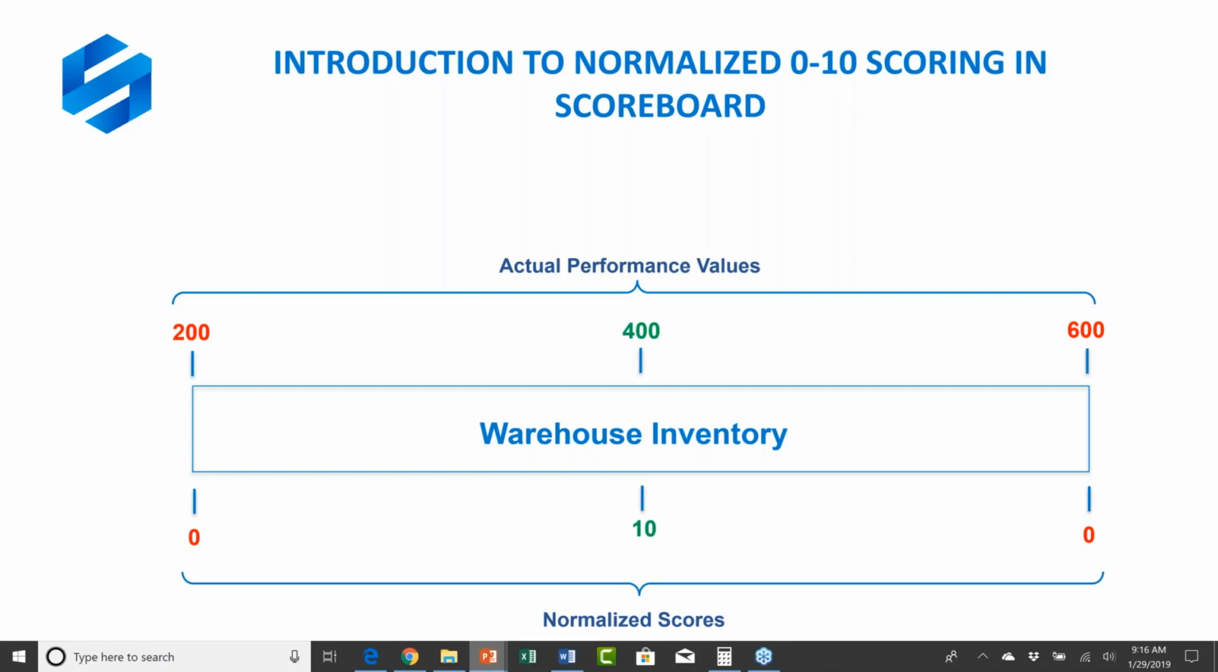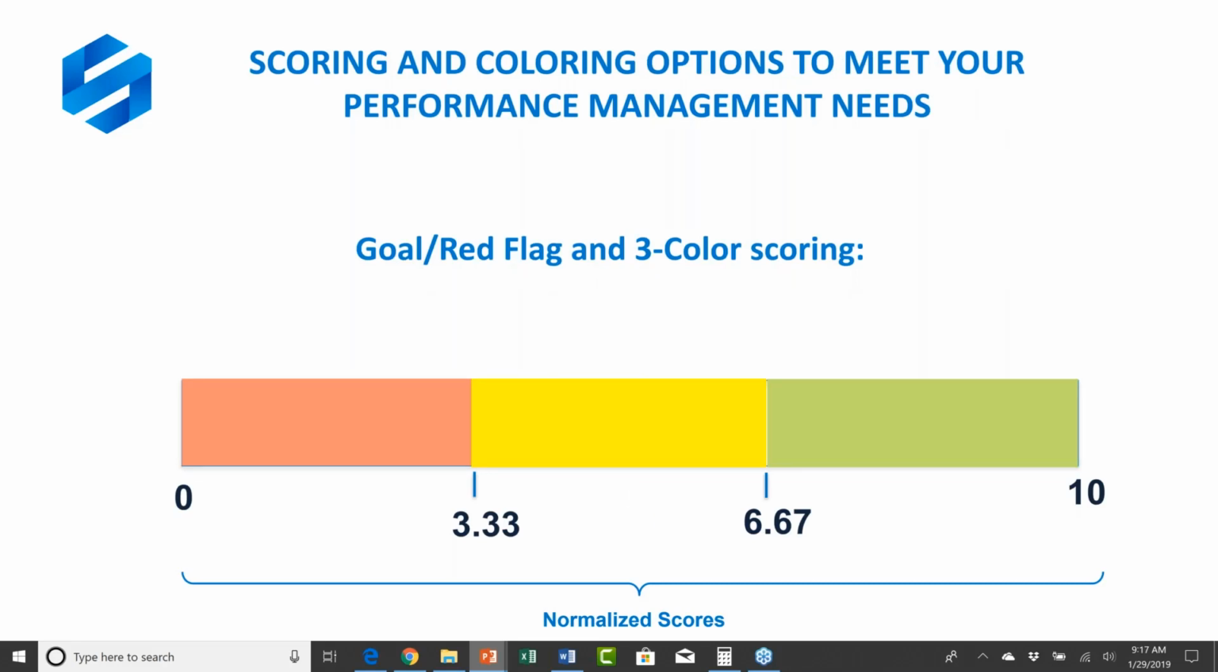Okay? Now, once you have identified and aligned performance numbers with normalized scores, the question is, how do you want to present those and color them in terms of breaking up the 0 to 10 normalized score spectrum appropriately, both numerically and associating them appropriately with colors. So the most commonly employed method is to take the 0 to 10 and break it up into thirds with a goal and a red flag, or a 3-color scoring methodology. This again represents the classic, I always call it traffic light scoring paradigm of red, yellow, and green.